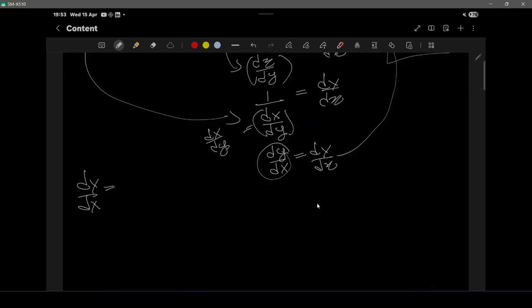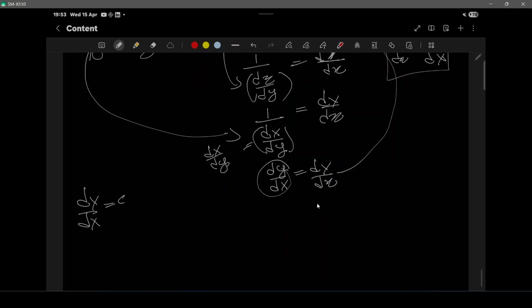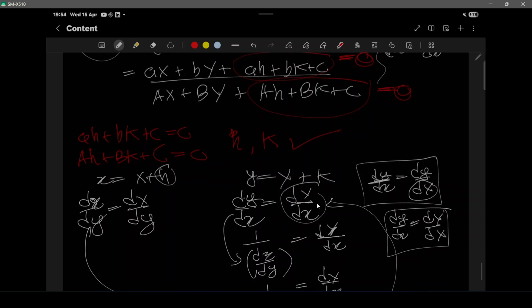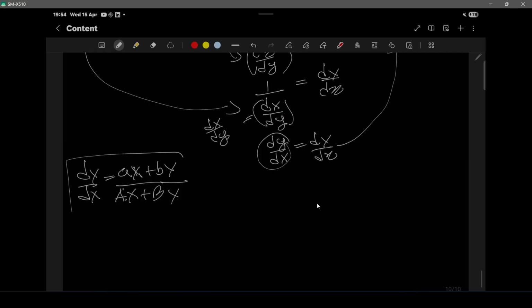So now we can replace this dy over dx with d capital Y over d capital X, and that is equal to a capital X plus b capital Y over capital A capital X plus capital B capital Y. All the other terms become 0. We intentionally made these terms 0. So now we know how to solve this equation, and after solving it we have to remove these capital X and capital Y. For that we actually need the h and k values, which is why we want to find them.